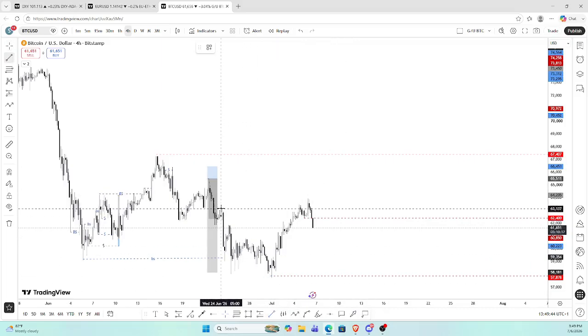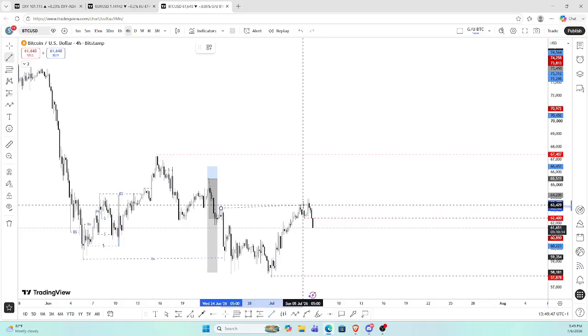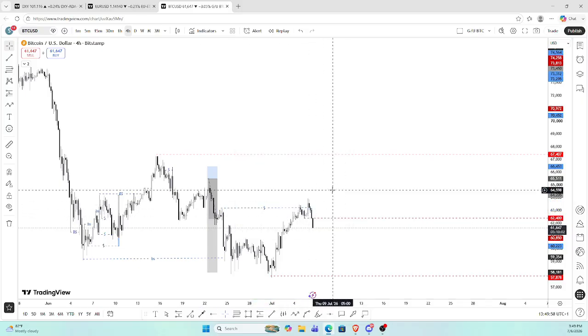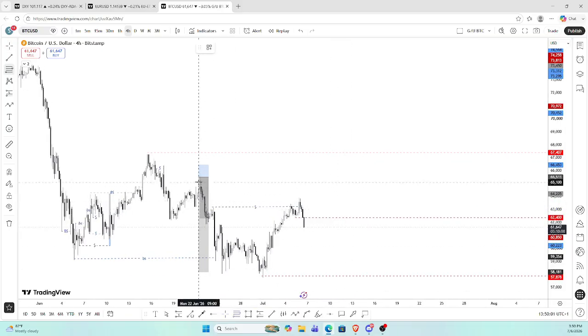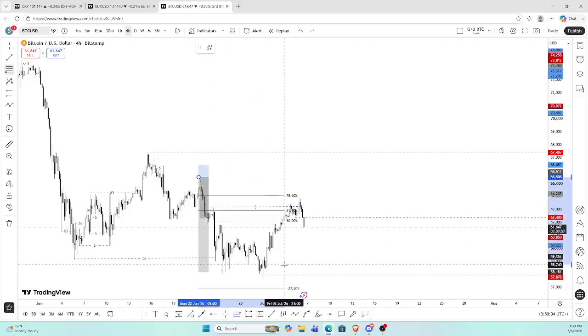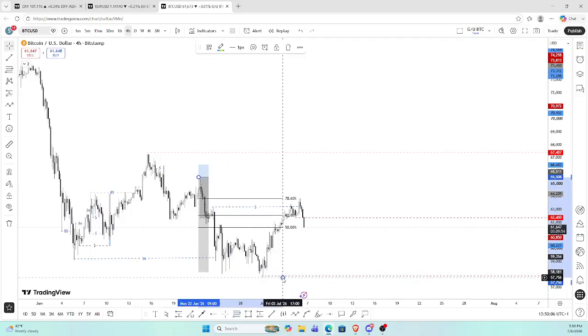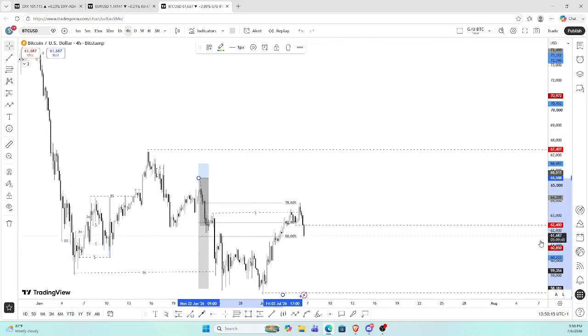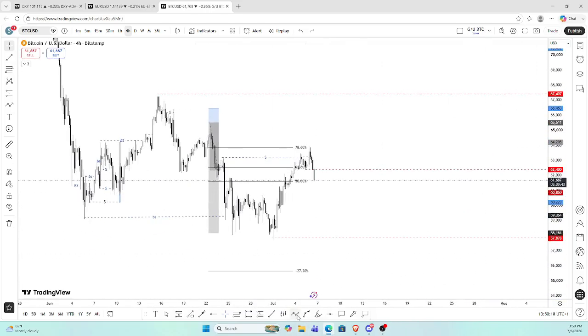Yes, price has taken this internal liquidity over here. If we label this, you can see that price has now reached 78.6. So I'm currently looking for a bearish continuation on the BTC. Okay, yes, I'm looking for bearish continuation for at least around 56,000.